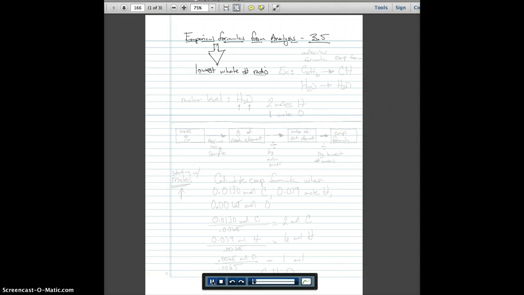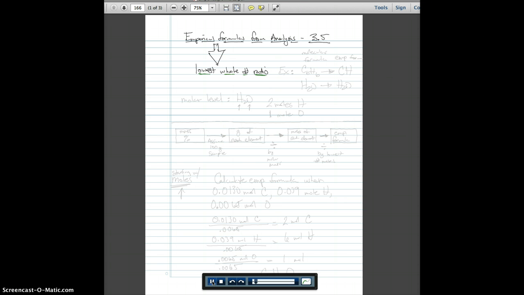Okay, tonight's homework we're going to be talking about empirical formulas from analysis. This is section 3.5 in your white textbook. And an empirical formula, we hopefully remember this from regular chem. If you don't, that's okay. Empirical formula is going to be defined as our lowest whole number ratio of atoms that are in a compound.